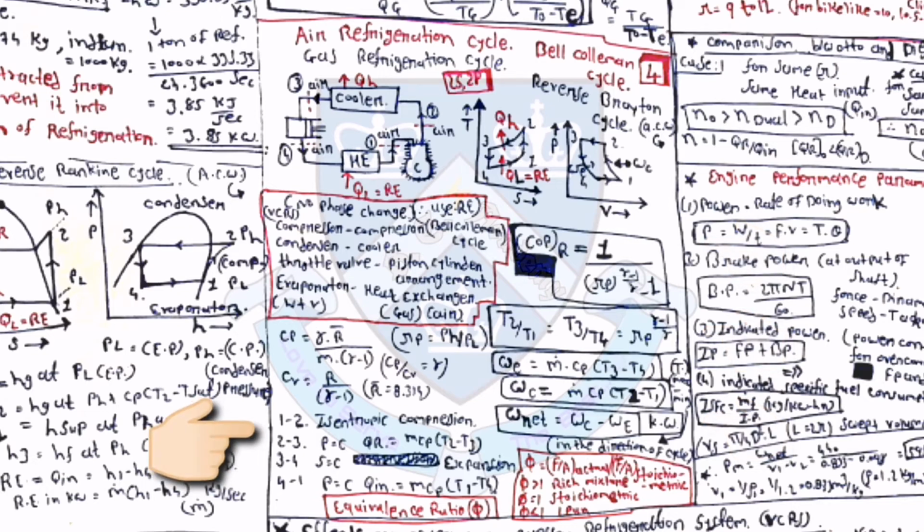The processes which are included in the air refrigeration cycle are: 1 to 2 isentropic compression, 2 to 3 pressure is constant, which means isobaric heat rejection, then 3 to 4 is isentropic expansion, and 4 to 1 is isobaric heat addition.